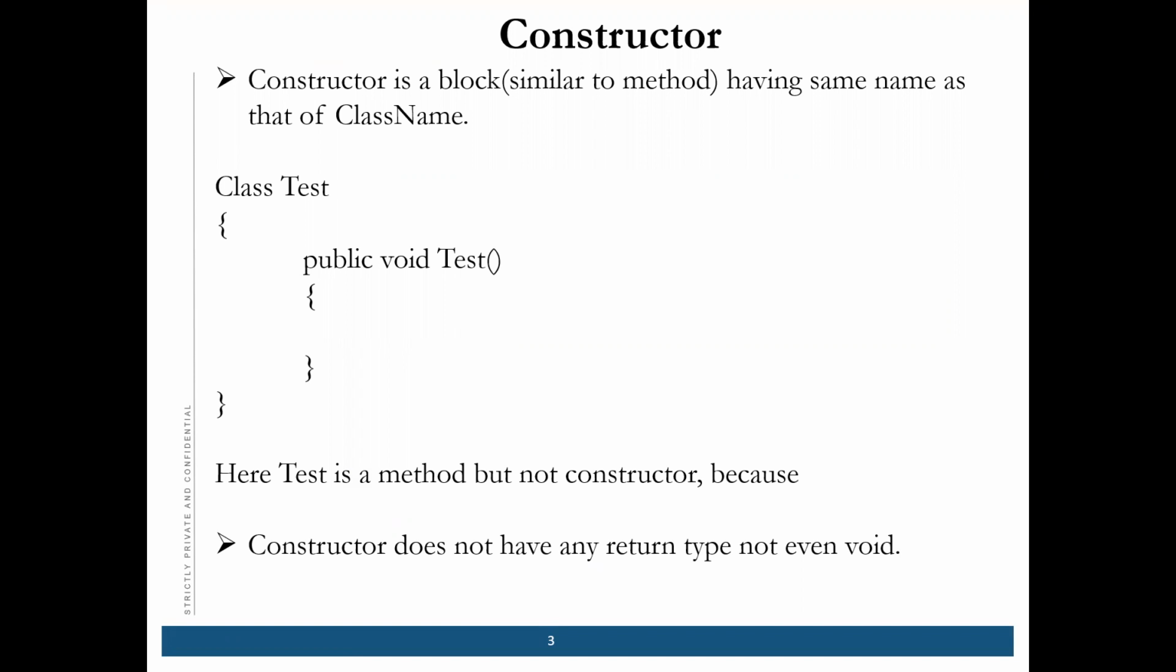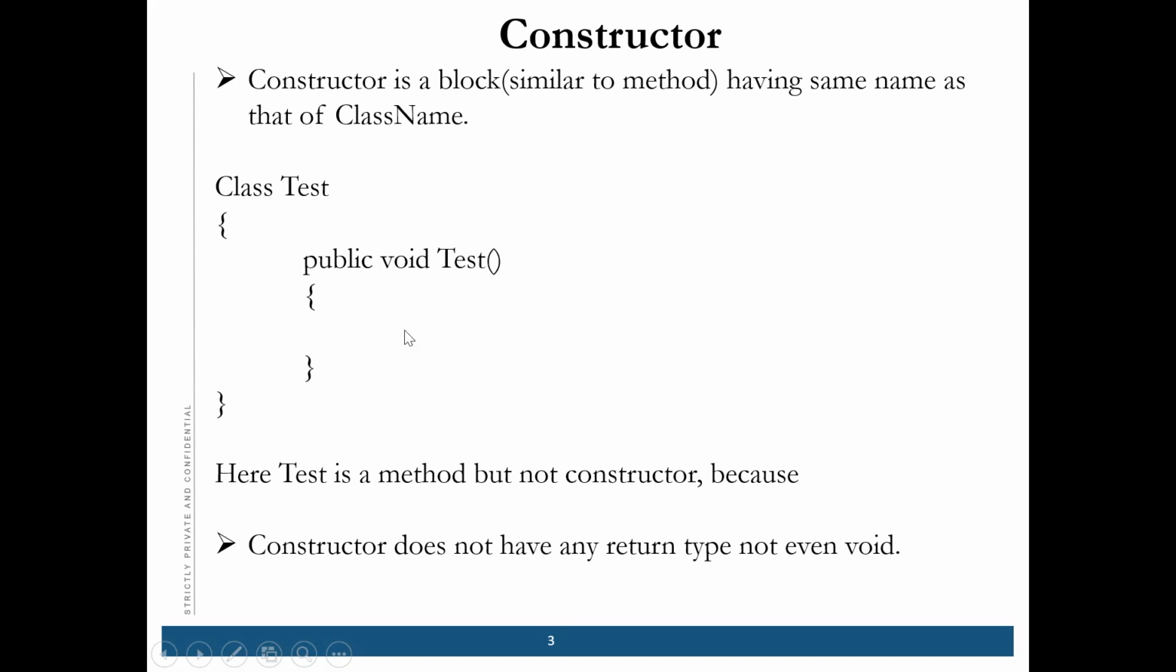It's a special method where the constructor name and the class name will be the same. Correct. And a constructor doesn't have any return type. Yes, that's true. So a constructor is basically a block which is similar to a method, but has the same name as the class name. Here you see the class is test and there is public void test. So do you think this is a constructor? No. Why?